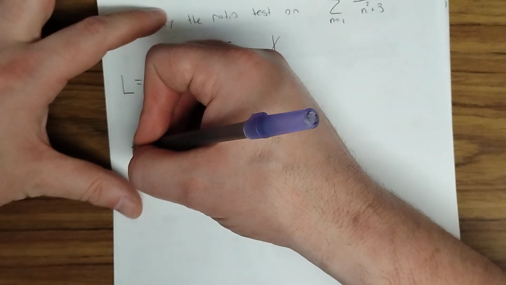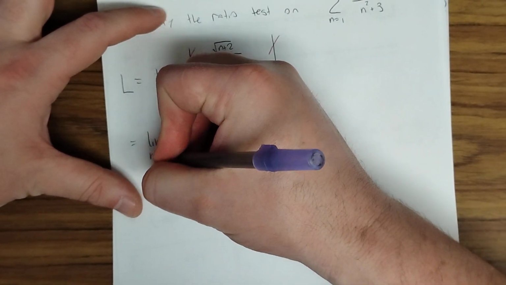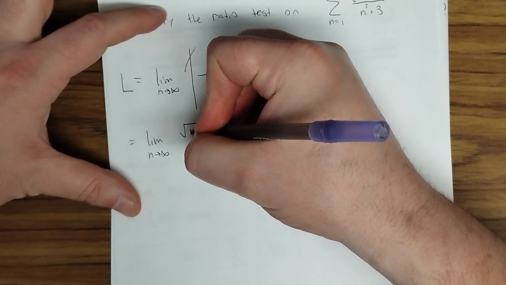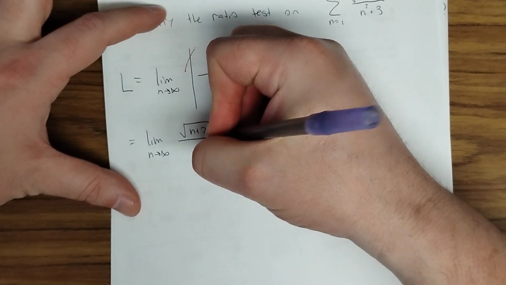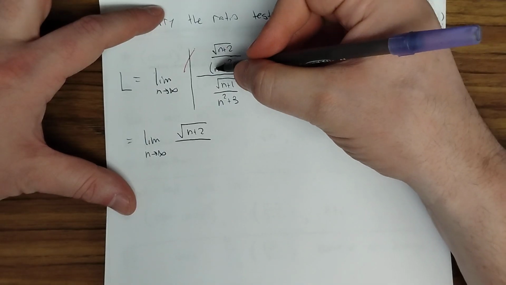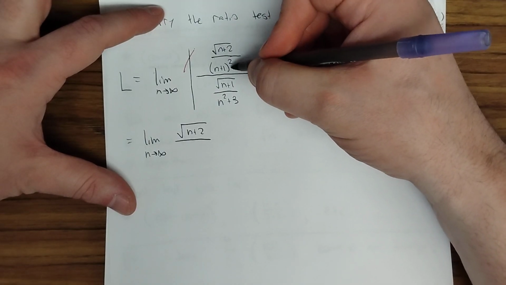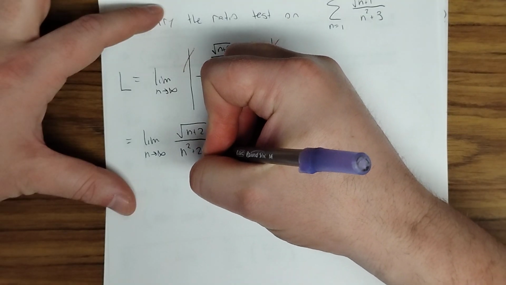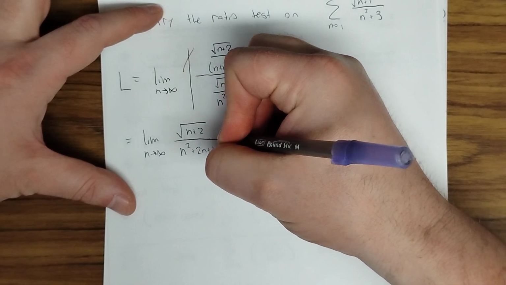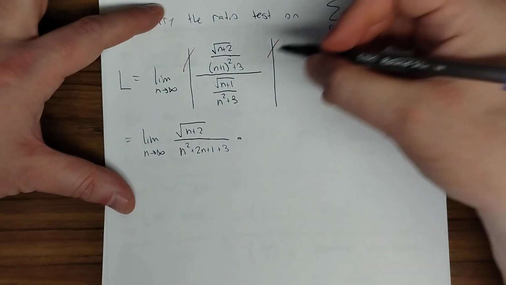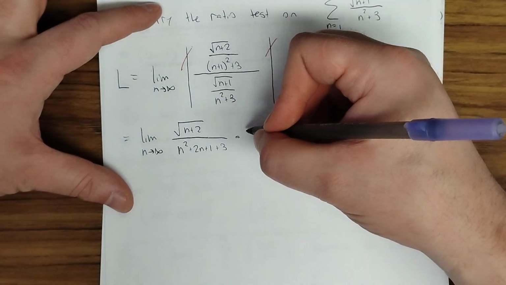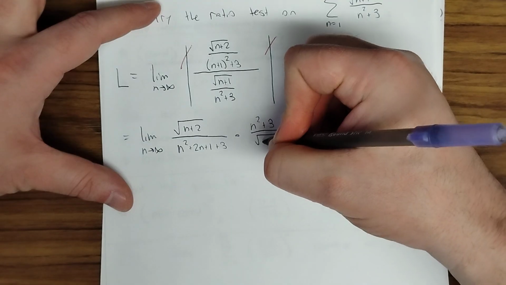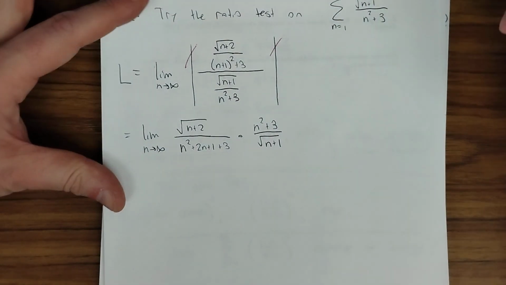And of course, flip the fraction. So this is square root of n plus 2. Maybe actually I'll expand this. So this is n squared plus 2n plus 1 plus 3 times the reciprocal of this. So n squared plus 3 over n plus 1, like that.